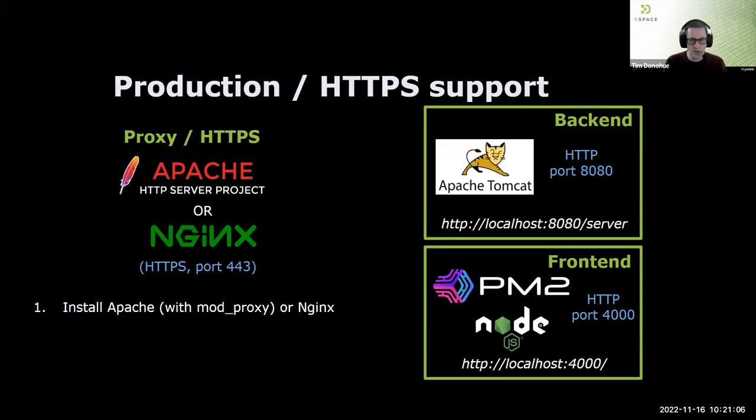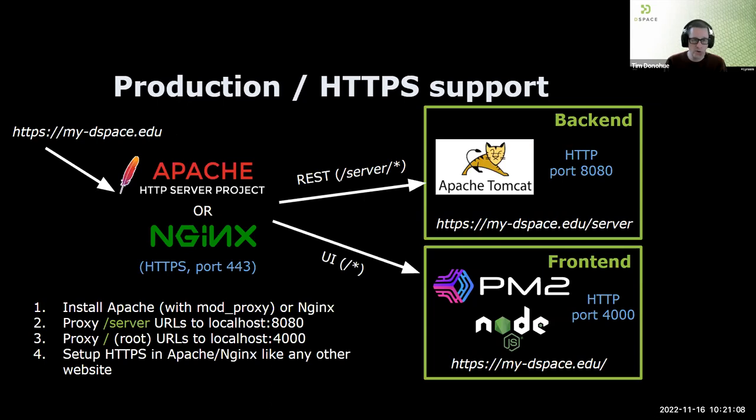But you install one of those two tools, and then you can proxy your requests to the backend or the frontend. You can send any request to the backend server web app directly to Tomcat, and send any other request to your user interface. That allows you to use HTTPS very easily within Apache and Nginx, where you can install your HTTPS SSL certificate very easily. You can set up your domain in Apache or Nginx and allow everything to run right through that.